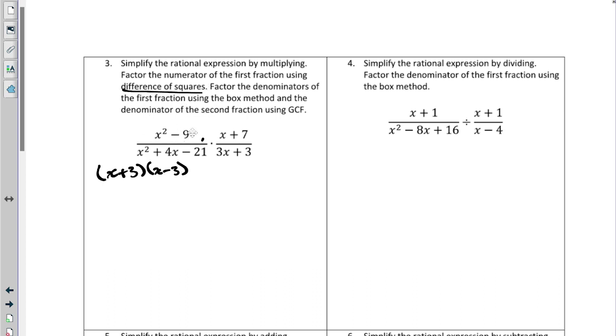So you figure out, how do I get to -9? Well, I have to multiply 3 times 3. How do I get to x squared? I have to multiply x times x, okay?